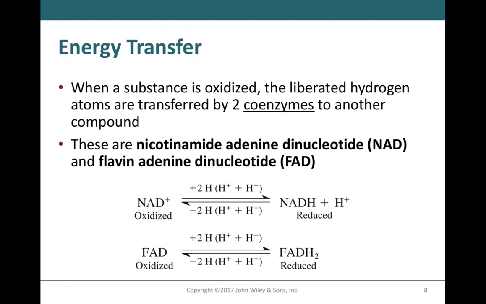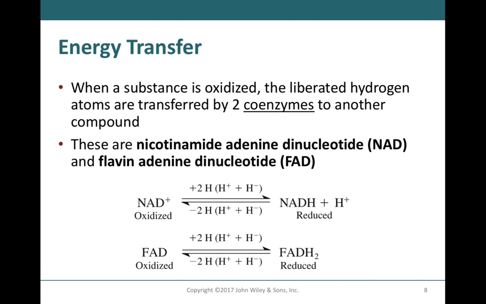Now I need to mention that whenever we have some type of oxidation occur and we lose those electrons, those electrons aren't just disappearing. They're having to go somewhere. And they are transferred by these two coenzymes. So these coenzymes are nicotinamide adenine dinucleotide and flavin adenine dinucleotide. Now, what a mouthful that is. So we're going to call these NAD and FAD. That's our way we're going to refer to these. And so when these are carrying hydrogens and electrons, we're going to call them NADH and FADH2. If we don't have any hydrogens, we'll just call them NAD+ and FAD.